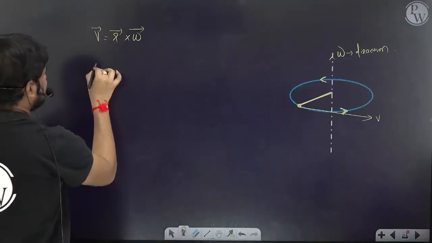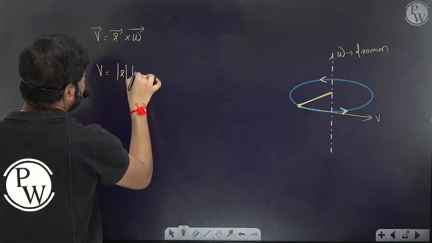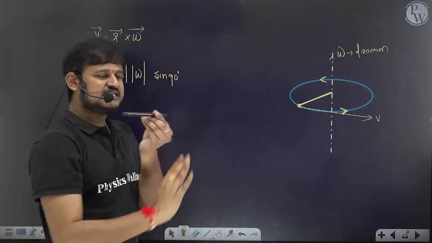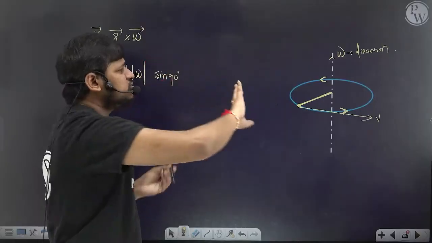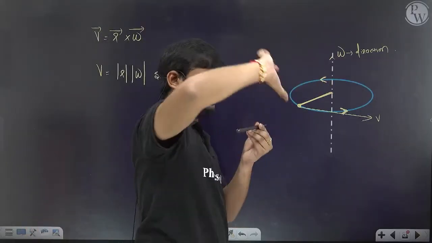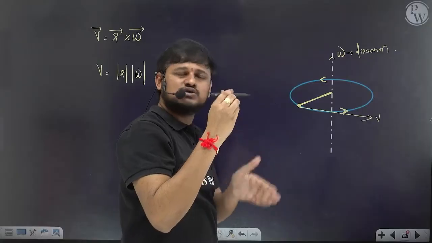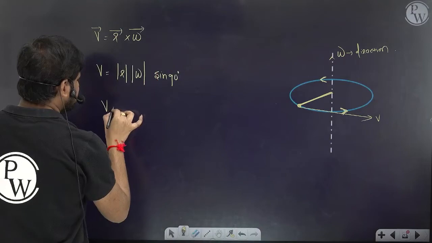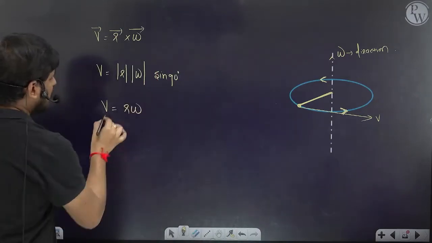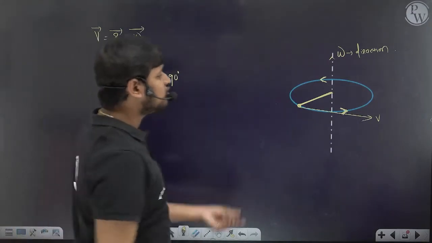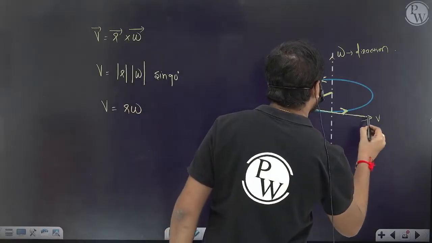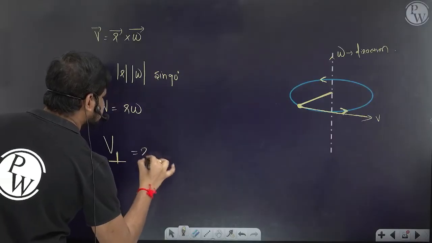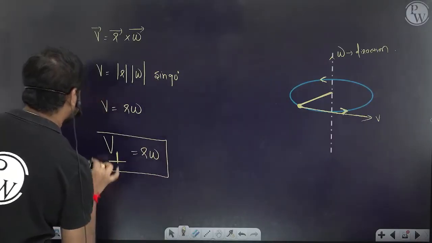So we can say V is equals to magnitude of R into magnitude of omega into sine of the angle between those two, which is 90 degrees. R is like this and omega is like this. If the body is moving in this direction, omega will be downward. In that case also, if omega is downward, then R will be perpendicular to omega. Yes or no? So V is equals to R omega. Now how is this V? This V is perpendicular to the radius, guys. Try to understand this concept.